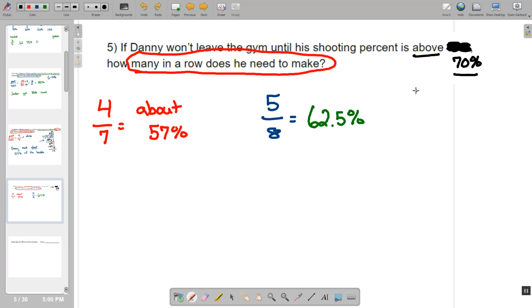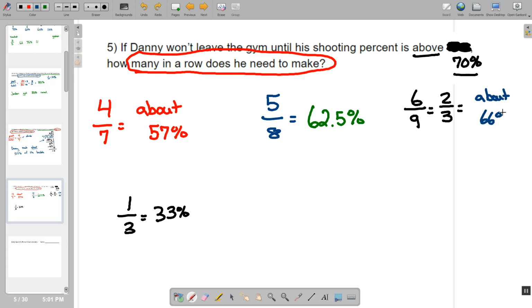If he made his next one, he would make 6 out of 9 shots, which is the same as the fraction 2/3. From the beginning of this, we know that 1/3 is equal to 33% if we did our long division. 2/3 is twice as big. Therefore, Danny now has made about 66 or 67% of his shots. So we don't have to do long division on that one. If he made his next shot, he had 6 out of 9 last time. His next shot would have been 7 out of 10.